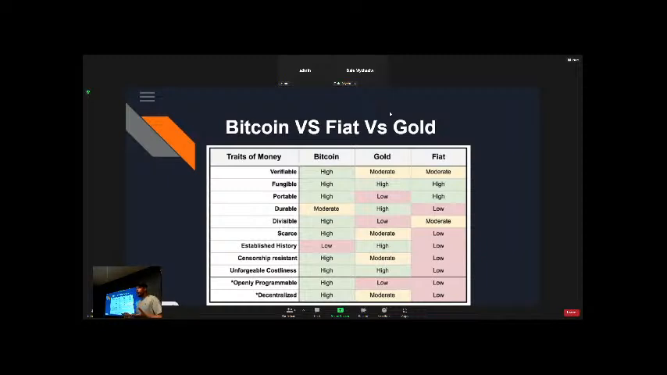But it's no programmability. Fiat kind of is at the bottom here with neither of which.